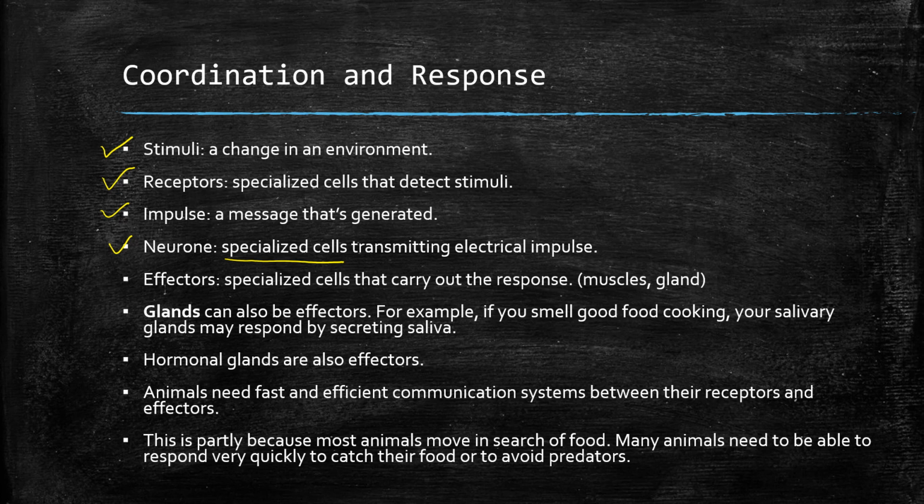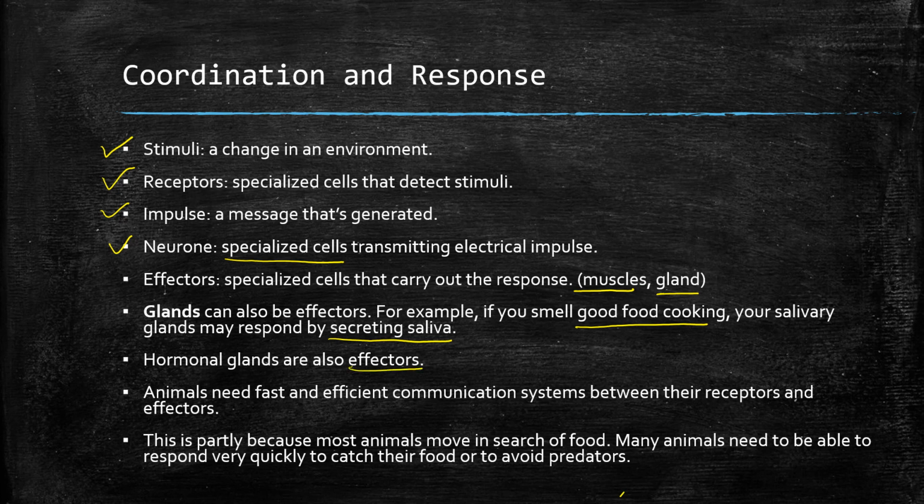Now, this can be done using either the muscles or the glands. Glands can also be effectors. For example, when you smell good food being cooked, your salivary glands may respond by secreting saliva. Hormonal glands are also effectors.